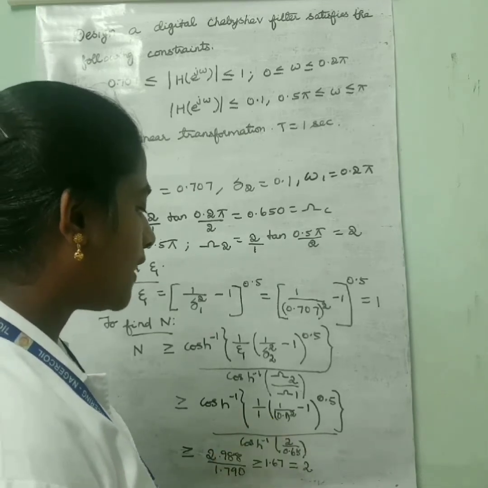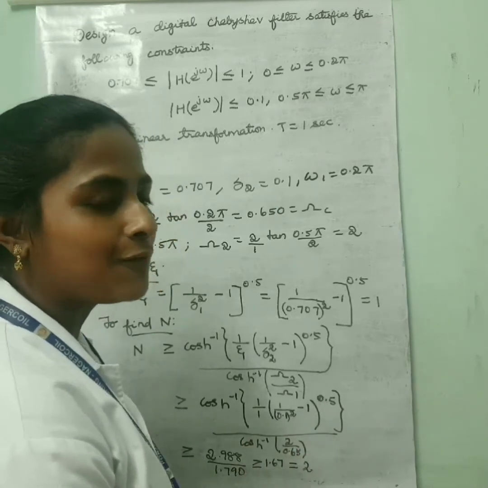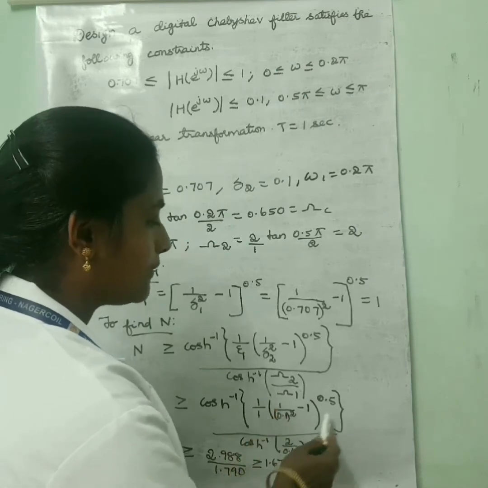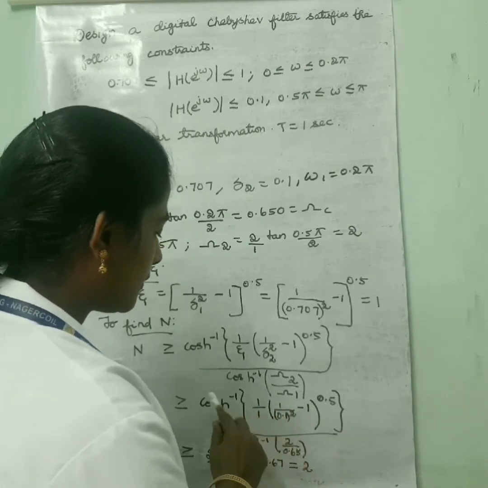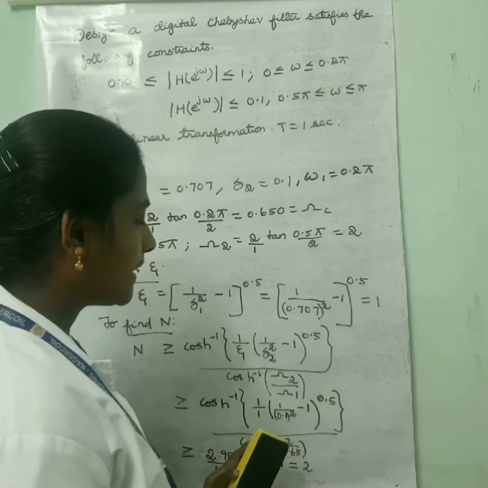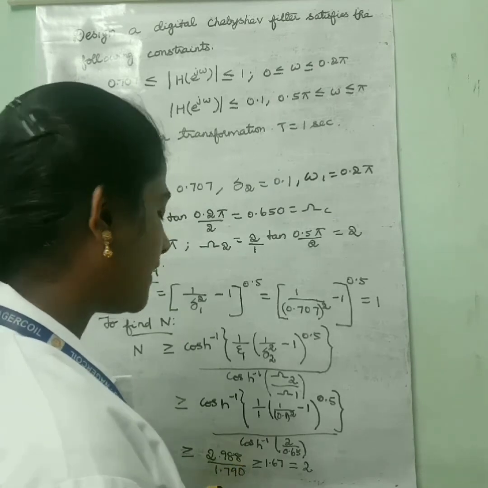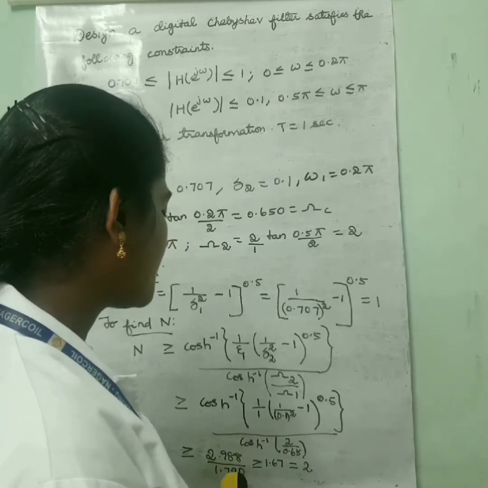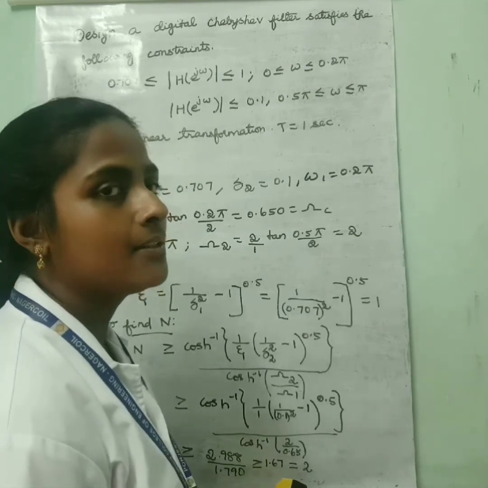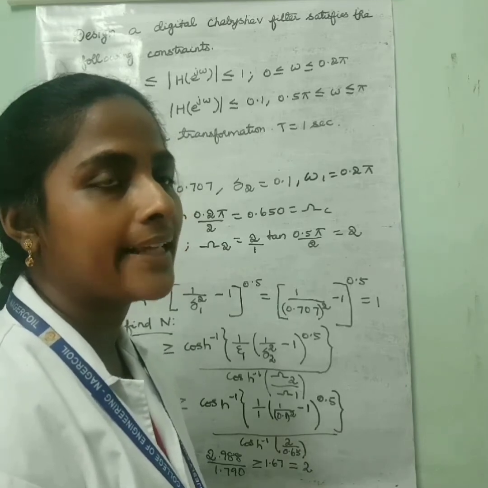0.665. First of all you calculate this value by putting it in the calculator, and afterwards you can calculate the cosh inverse of this value. So you will get the answer easily. The value is 2.988 divided by 1.790. So n is greater than or equal to 1.67, so we can take it as 2. So the order of the filter is 2.